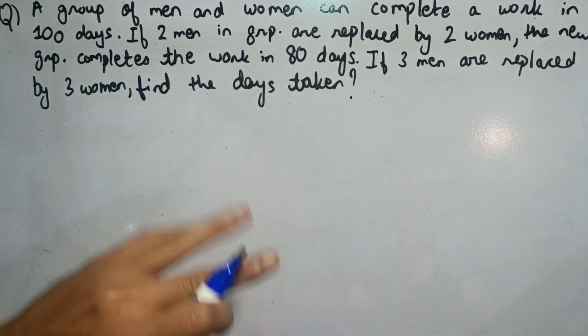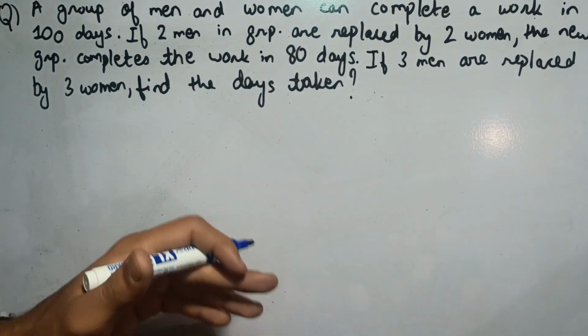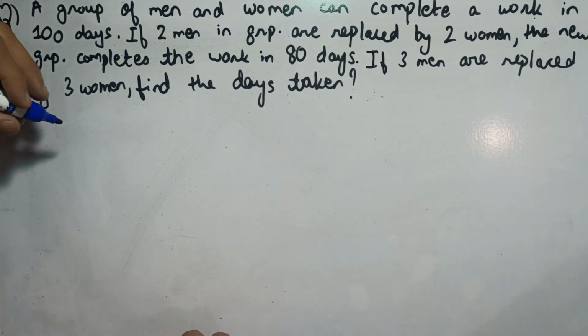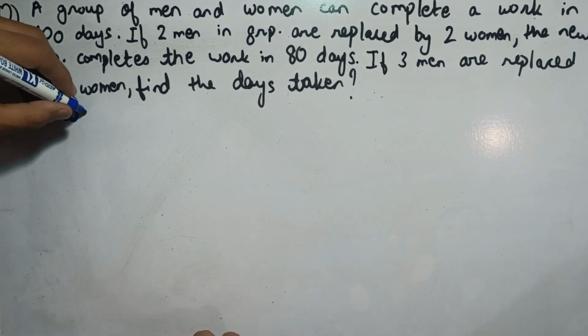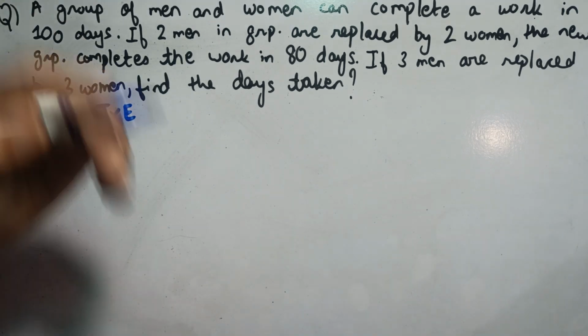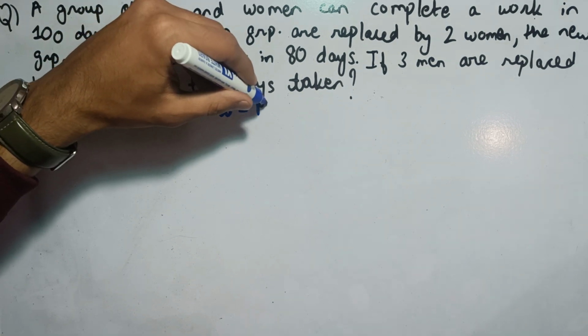First, I'll advise you to pause the video and solve the question by yourself. And if you cannot, just watch the solution and get the tips on how to solve this type of question. So, let's start. What's the formula for work? It is time into efficiency. Now, the work done by men and the work done by women is total work.